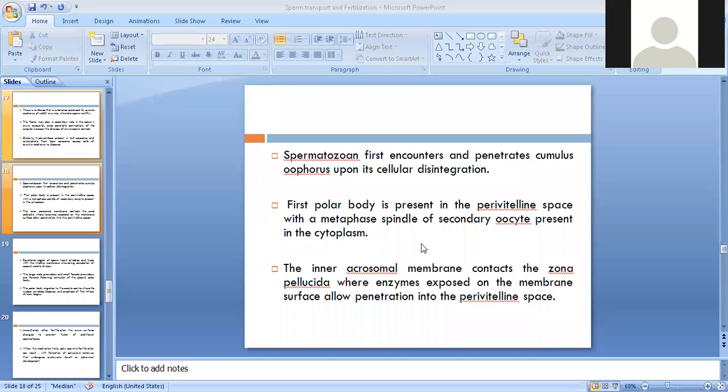Once this polar body is formed, it will be pushed out of the zona pellucida and will be in the perivitelline space only. Also the inner acrosomal membrane contacts the zona pellucida, where enzymes are exposed on the membrane surface of the zona pellucida, which allow the penetration into the perivitelline space. This is just a repetition of the points which I have already told you.